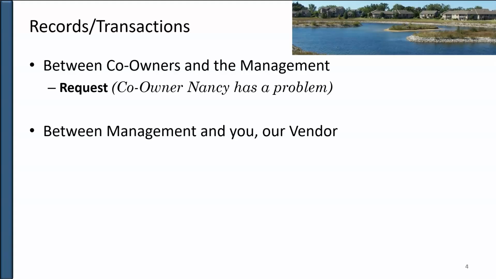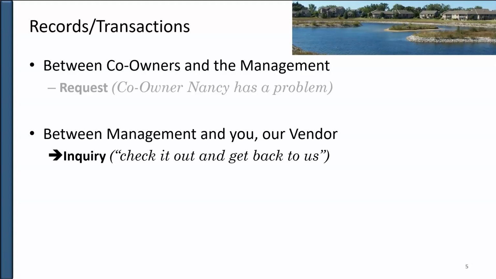I briefly mentioned our co-owner; in this example, I'm using Nancy. When Nancy has a problem, she submits a request in CCIS that describes what her problem is. Then that goes to our management as it's shown up there. And now management says to you, hey, will you please check this out and get back to us? So that is referred to as an inquiry. And notice the right pointing arrow, that means we're sending it to you. So we're sending you an inquiry or a request for estimate.